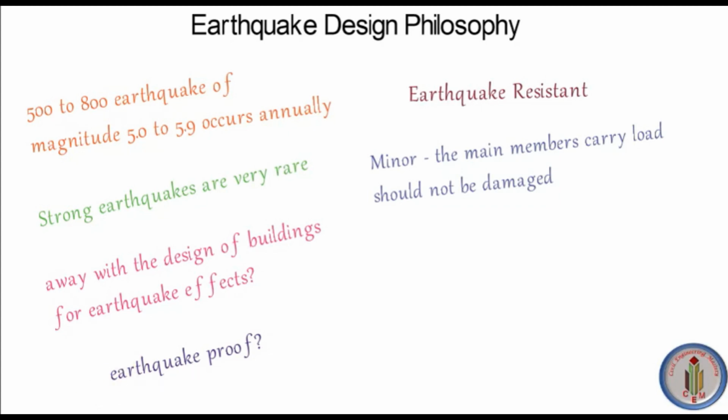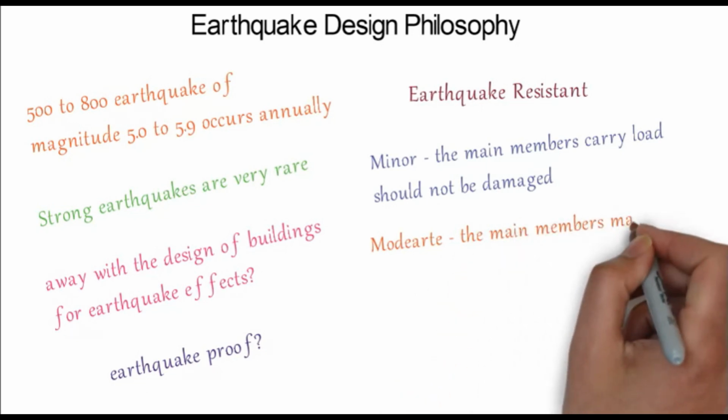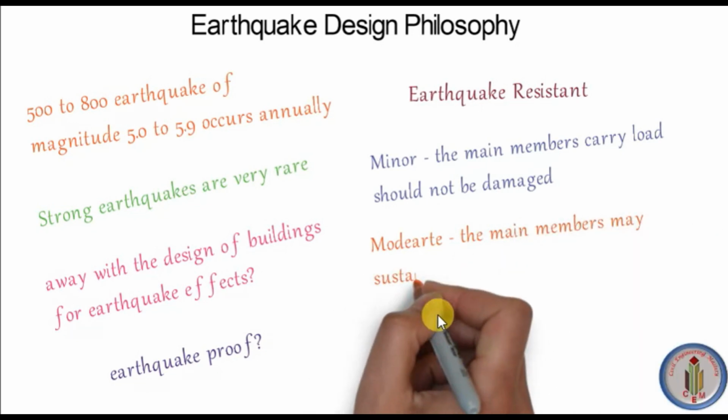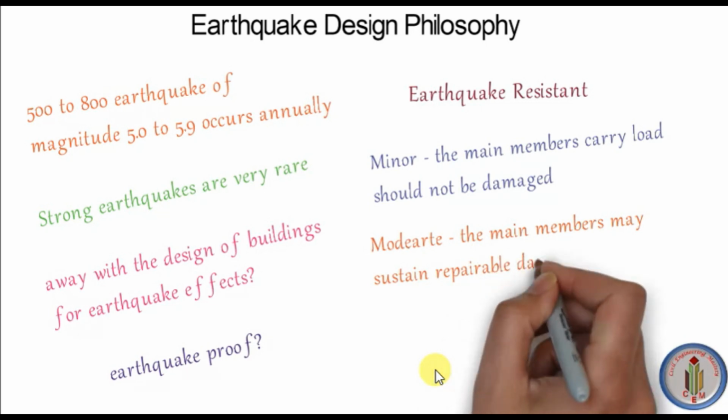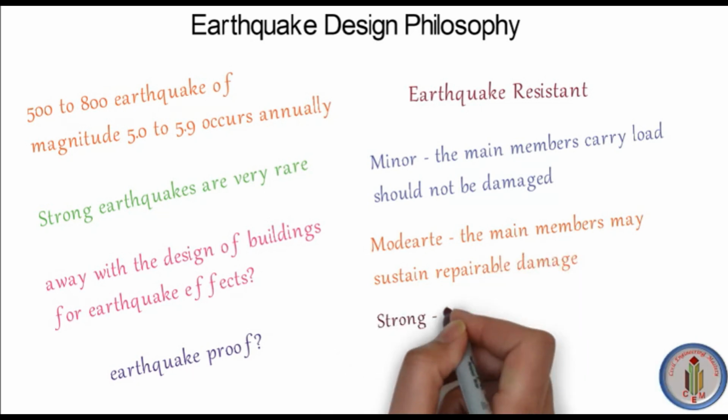Next one is moderate, which occurs occasionally. So in this one, the main members may sustain repairable damage, and the other parts of the building may get damaged. They may have to be replaced after the earthquake.